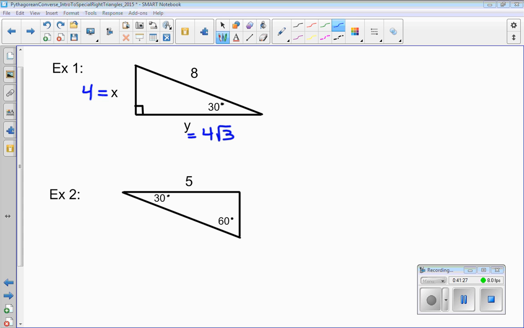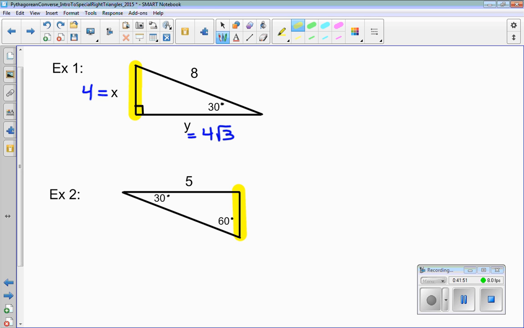We should double check, by the way, that we do have a 30, 60, 90 triangle. Do we? Okay, so it is one of our special cases. Do I have the short side? No, but I want it really badly. So we always want that short side, right?